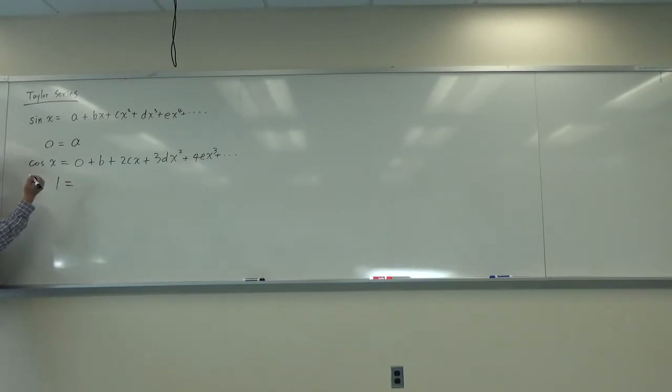So you get 1 is equal to b. All right, so now you see how to do this, right? So let's say you differentiated this again and plugged in 0. What would you get for the value of c? Differentiate both sides again, plug in 0, what do you get for c? 0, because if you differentiate again, you get negative sine x, and negative sine of 0 is 0, so you get c as 0.